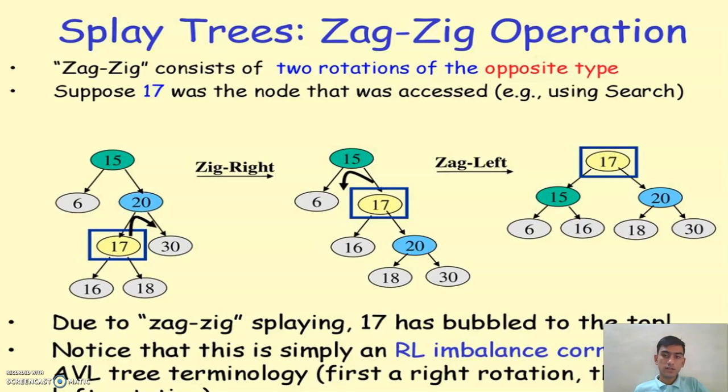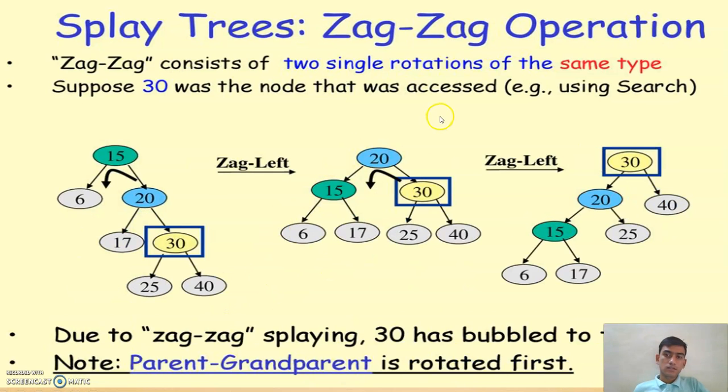Zag-zig operation. In the zag-zig operation, there are two rotations of opposite type. Suppose 17 was the node that was accessed using search. Due to RL imbalance correction, first a right rotation and then a left rotation, we bring 17 to the top. Zag-zag operation. Zag-zag consists of two single rotations of the same type. Suppose 30 was the node that was accessed using the search. Due to zag-zag splaying, 30 bubbled to the top. The grandparent is rotated first.